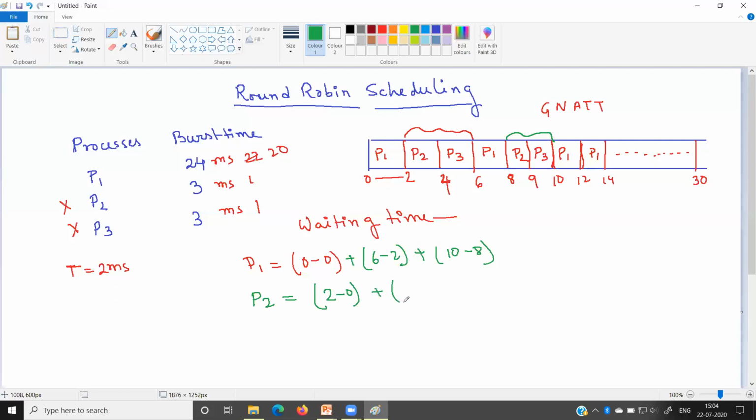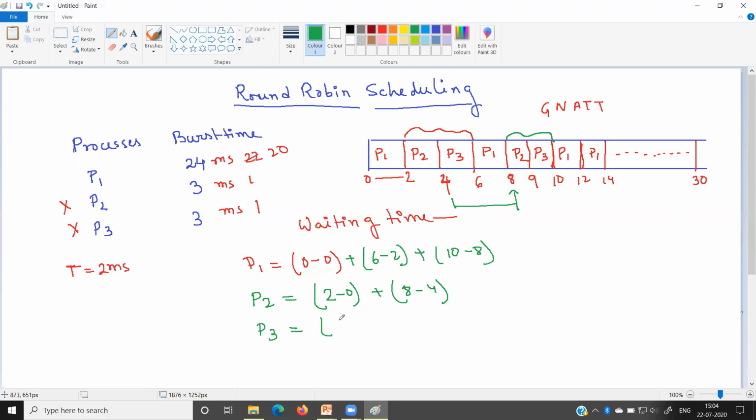Now next, P2 starts its execution at this point. So that means its waiting time is from here to here. So it is 8 minus 4. So we have to write 8 minus 4. And thereafter P2 has completed its execution at the next slot. That means at the second slot P2 has completed its execution, so no other waiting time is there.